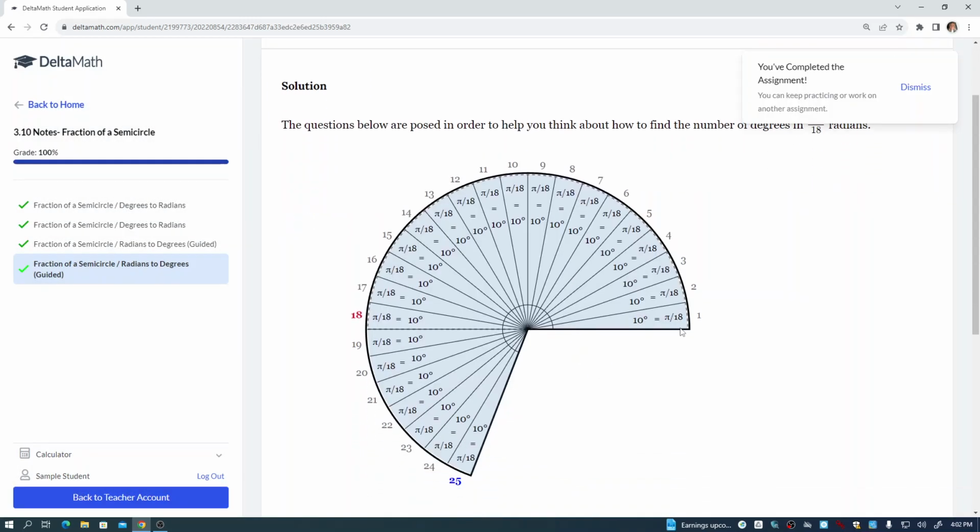And you can see here that it's divided the semicircle into 18ths. They're all 10 degrees. So if I had 25 of those 10s, that's 250. It meant when I have an improper fraction, that's more than a semicircle.